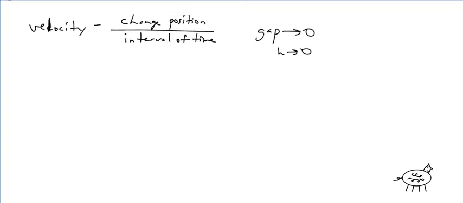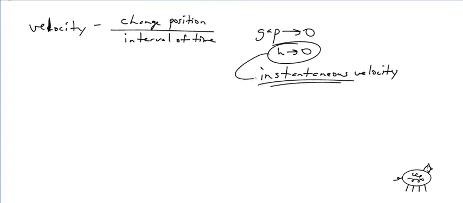Just like our limits, right? So what happens is it gets closer. Don't you guys agree? As it gets closer and closer, it's not really the average anymore. It's actually called our instantaneous velocity. Okay, that's really important. That's as h approaches 0, because we're getting really, really close to the point that we're looking at.